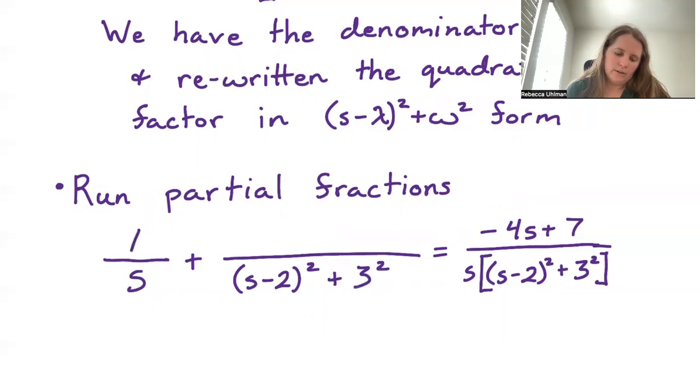Over s, we just have a constant. Since the denominator is a linear factor, we're looking for just a constant up top. The second fraction is a quadratic denominator, so it needs a linear numerator. So it could be bs plus c. Again, if we have a quadratic denominator, our numerator should be linear, just 1 degree lower.